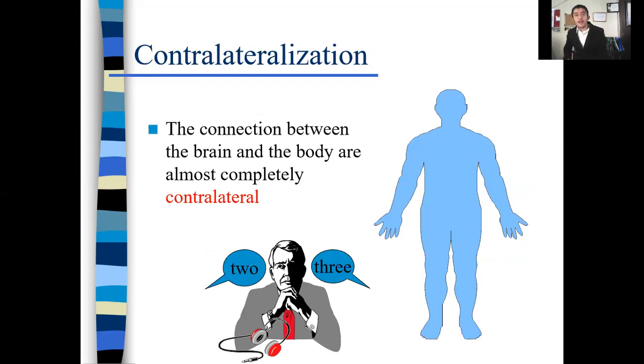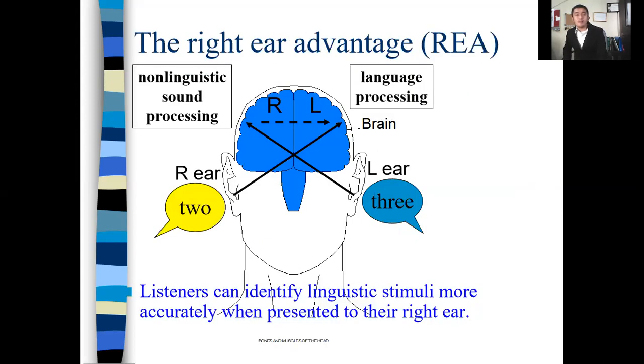When we say contralateralization, the right sensory information, for example from your right ear, will be processed in your left brain, and left sensory information will be processed in the right hemisphere of the brain. That's what we call contralateral. The connection between the brain and the body is almost completely contralateral. Let's go further and talk about right ear advantage, or REA.